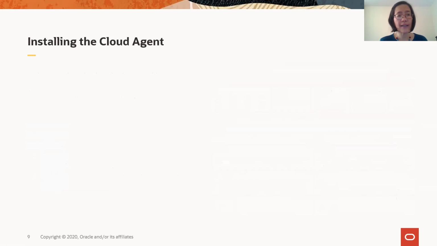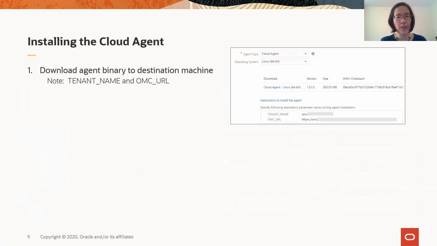Now, let me talk about how to install the Cloud Agent. To install the Cloud Agent, the first thing you need to do is go to the OMC console. And here you would choose the operating system for that particular host. And then here, I have a screenshot, is where you would download the agent binary. When you download the agent binary, take a note of these two parameters, the tenant name and OMC URL.